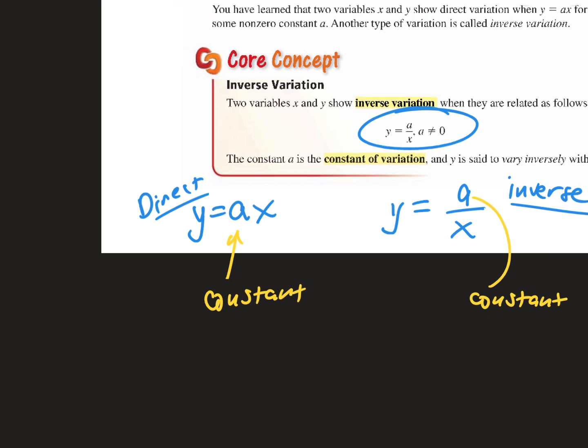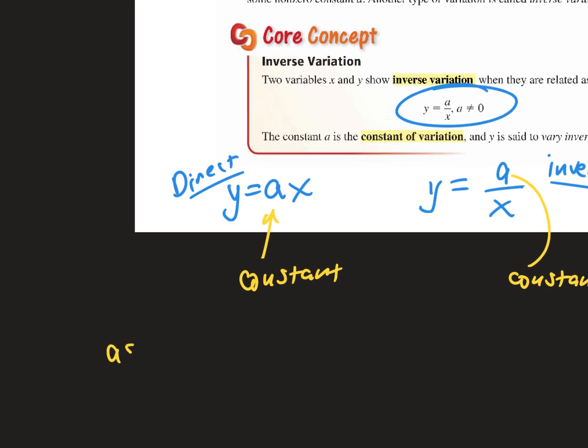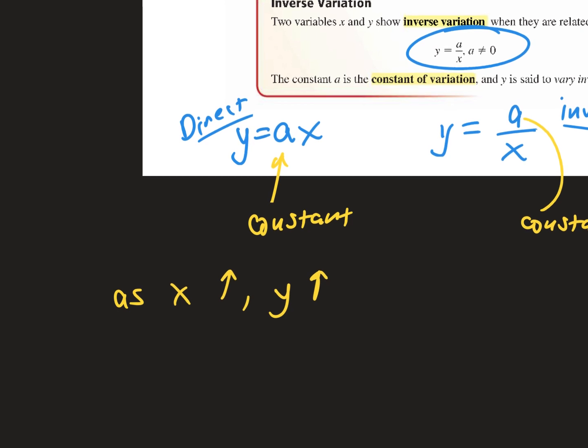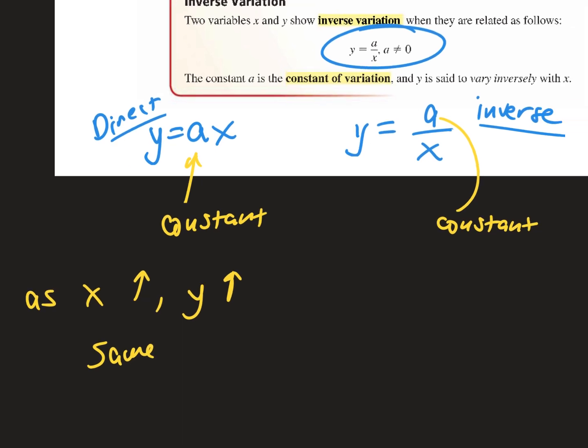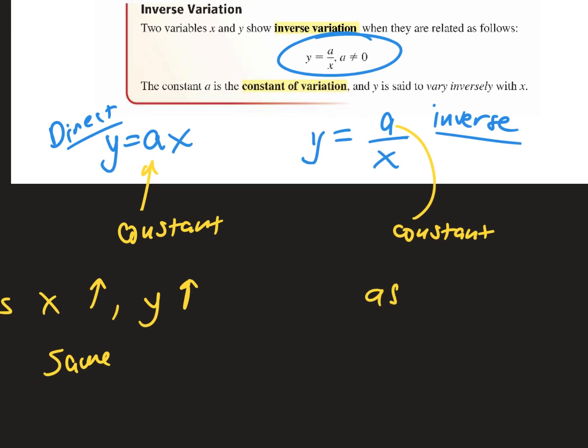What direct variation means is as your x value increases, your y value increases. Or as x decreases, your y value decreases. They go in the same direction. We'll say it that way. With indirect variation, it's opposite. As x gets bigger, what does y do? Gets smaller. Or vice versa. They go in opposite directions.